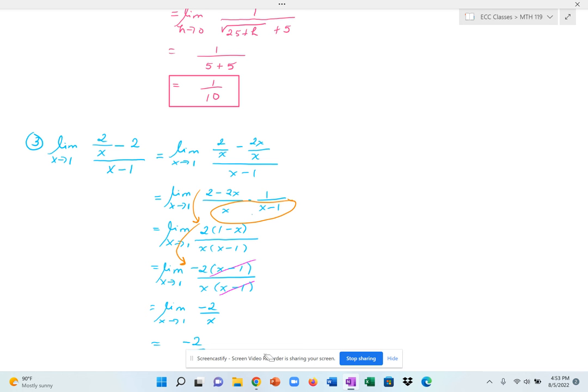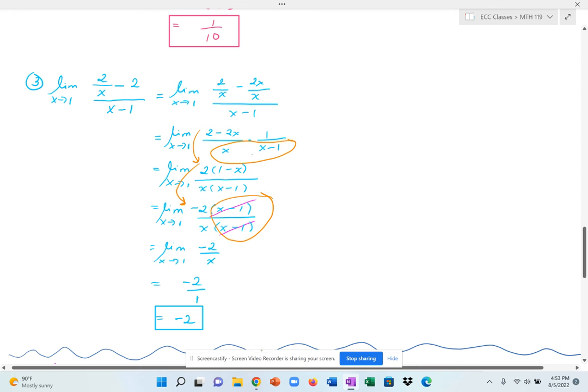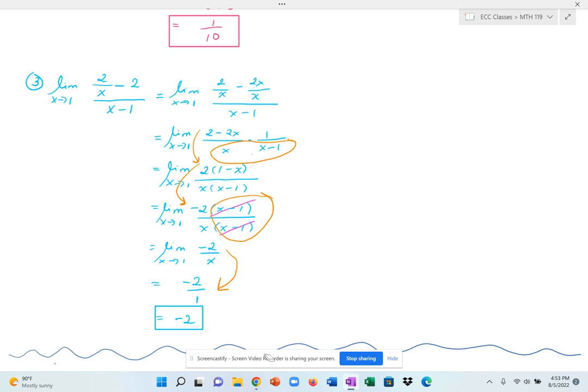And then at that point, I can cancel the x minus 1s. So you're just left with the limit as x approaches 1 of -2 over x. And this does allow you to plug in the 1. And so your limit value is equal to -2.